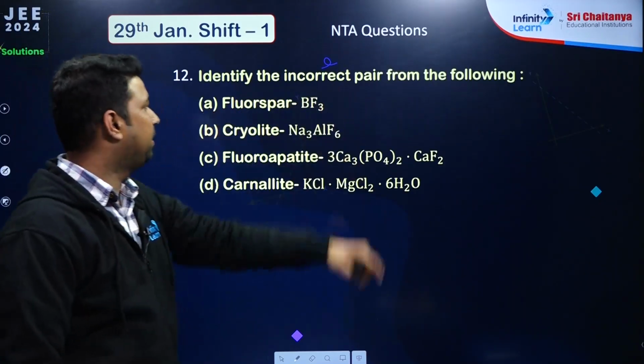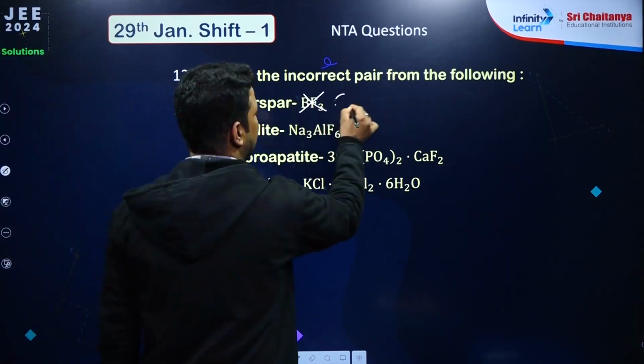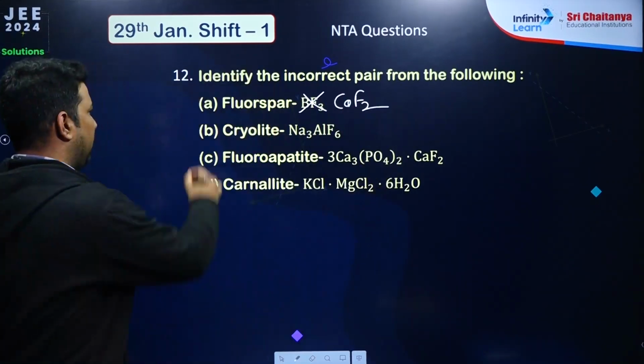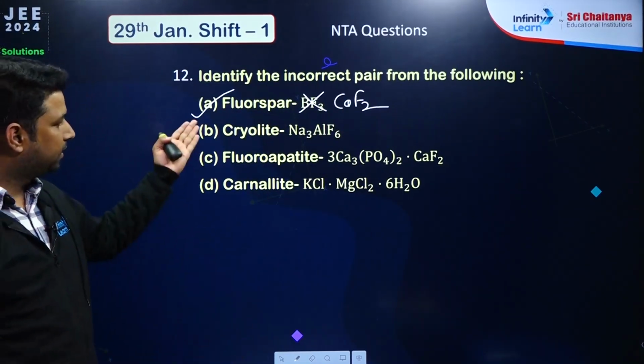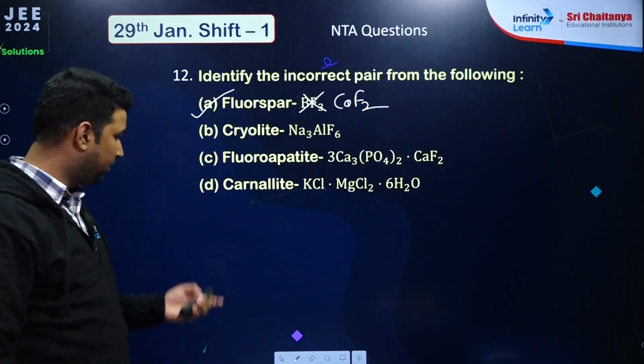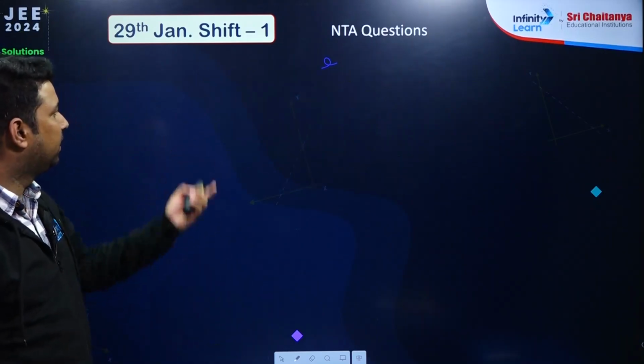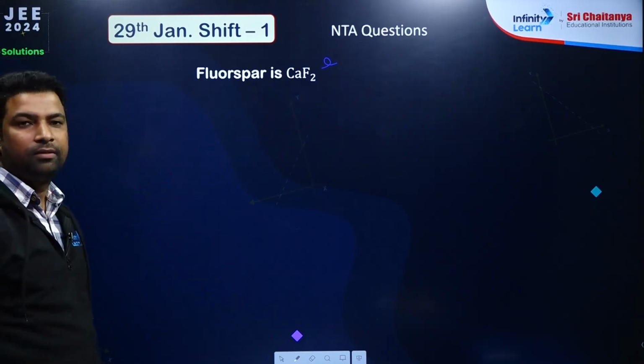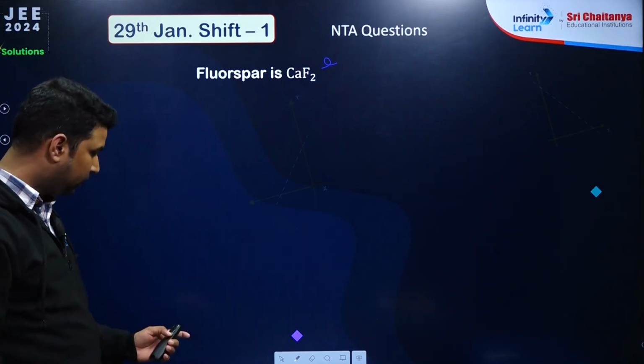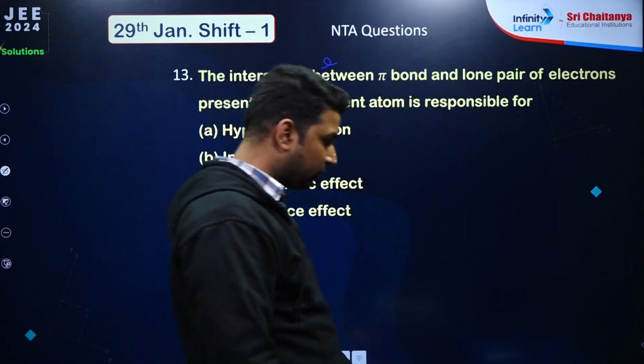Identify the incorrect pair. Clearly, it is CF2. It should be CF2. So A will be your answer. Rest is correct. Okay, so your answer will be A, and here is the fluorspar, that is CaF2. Okay, so moving toward the next question.